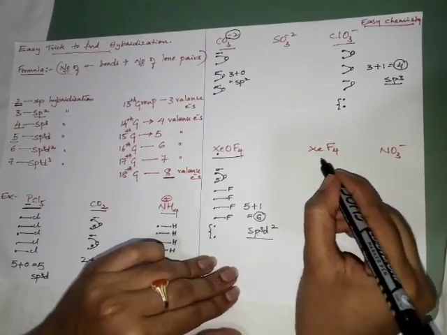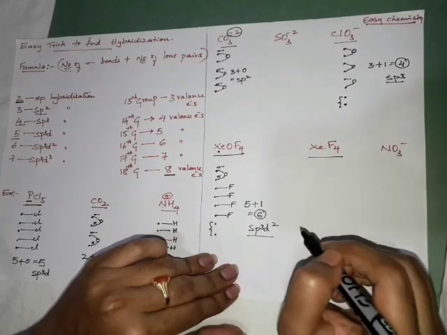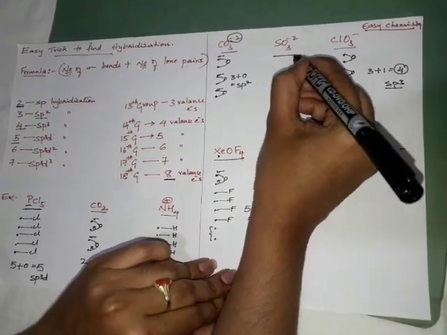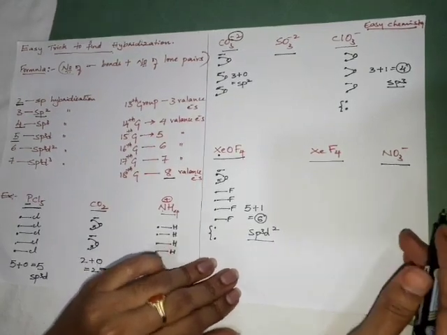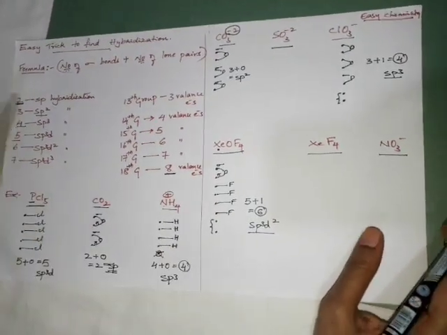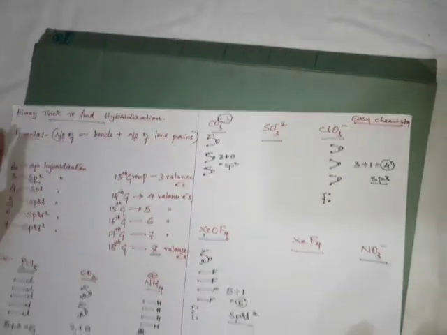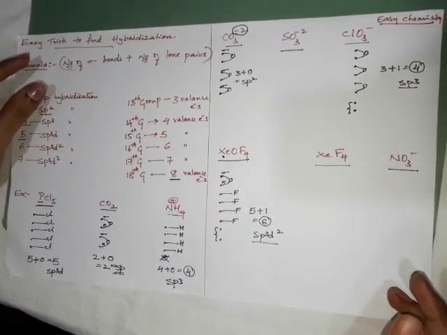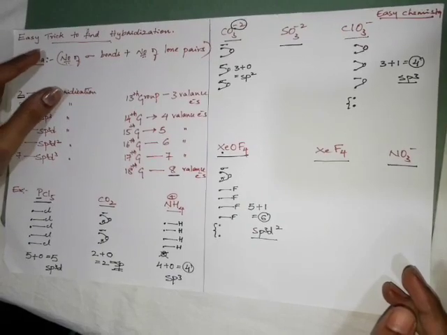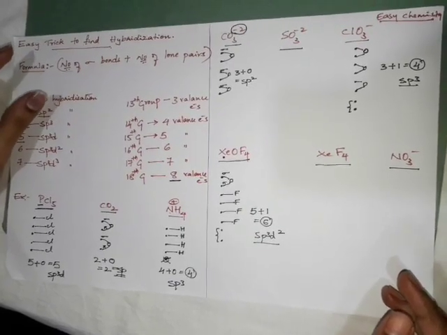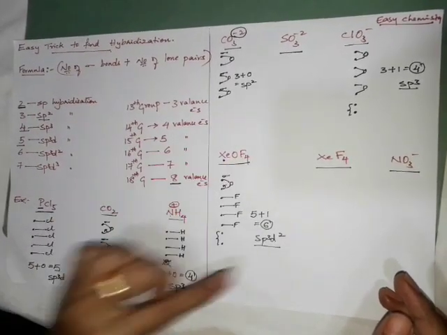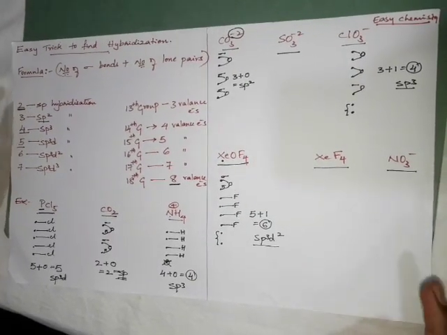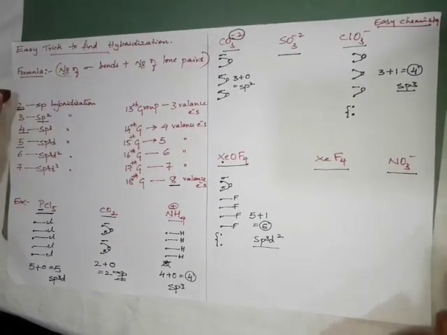And you have other compounds: XeF4, NO3 minus, SO3 minus 2. This is the homework for you, children. Try it yourself. So that's all about a trick on hybridization. In the next video, I'm going to show a trick to predict the shape or geometry of inorganic molecules based on VSEPR theory. So that's all about the trick for today.